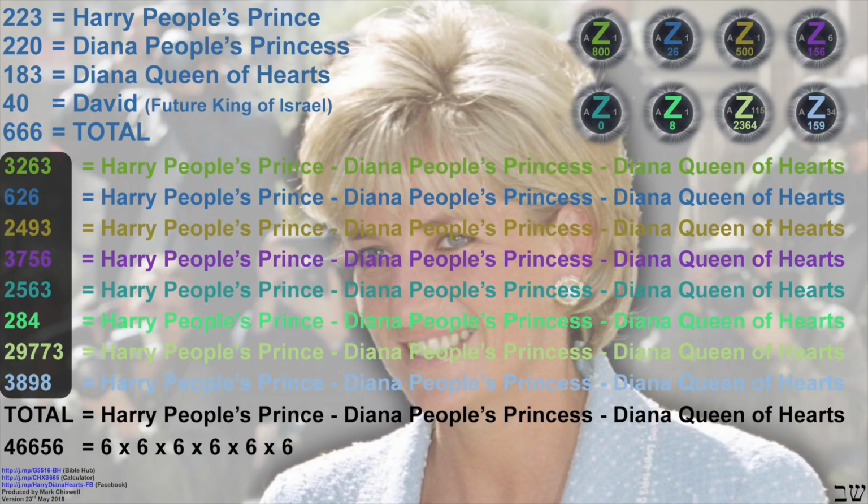Using all 8 English Gematria systems described, the phrase Harry People's Prince, Diana People's Princess, Diana Queen of Hearts, has a grand Gematria total of 46,656, which has the factors 6 times 6 times 6 times 6 times 6 times 6, or incredibly 6 to the power of 6.